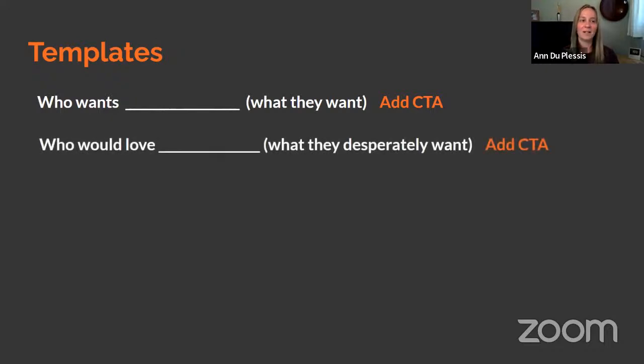The next one is similar to the first one, just worded slightly differently. Who would love this? Who would love to do this? Who would love to achieve this? And it's something that they desperately want to achieve. Of course, again, add your call to action at the end. I see so many people doing these kind of hand raiser posts and they forget to add a call to action. You've got to tell people what to do.